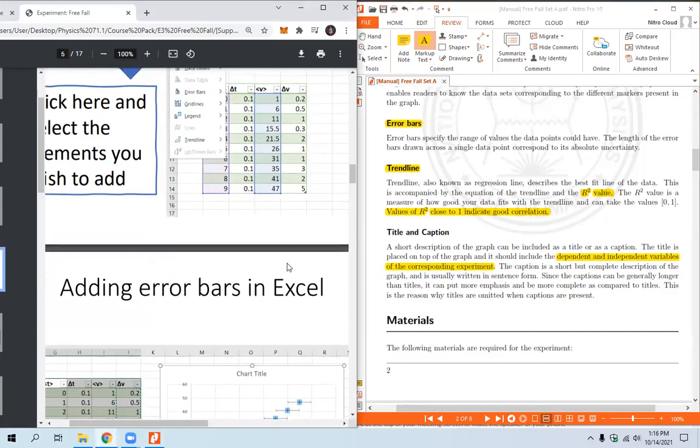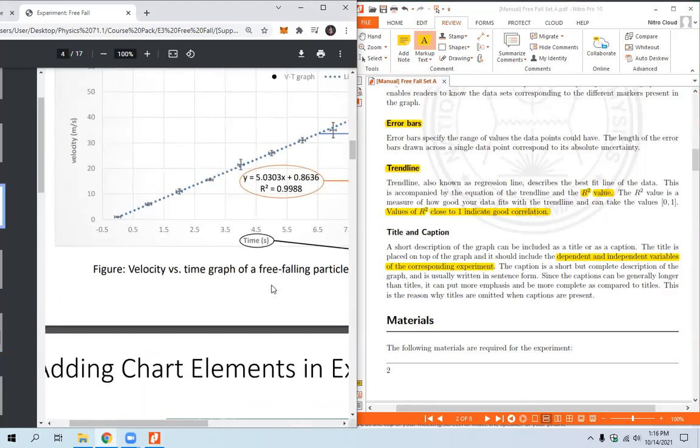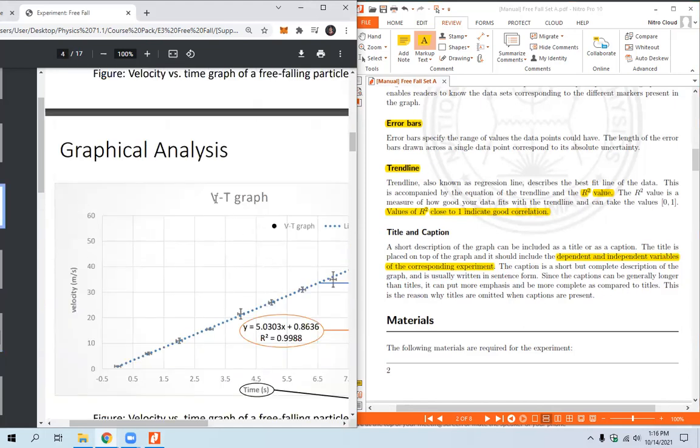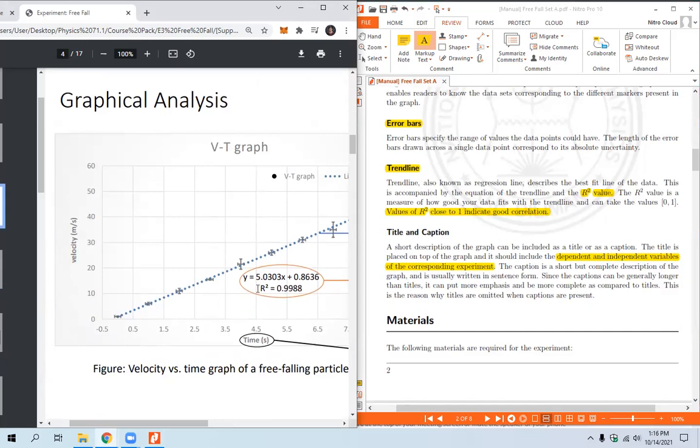Tingin tayo dito, baka may example. Ito, title ko, V-T graph. This is enough to give me a good idea of what this graph is. Of course, idagdag mo dito sa ibang identifiers natin like my legends and axis titles.